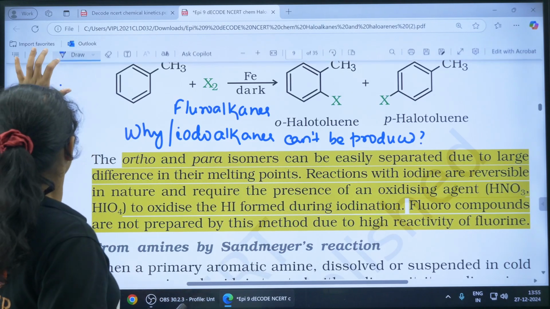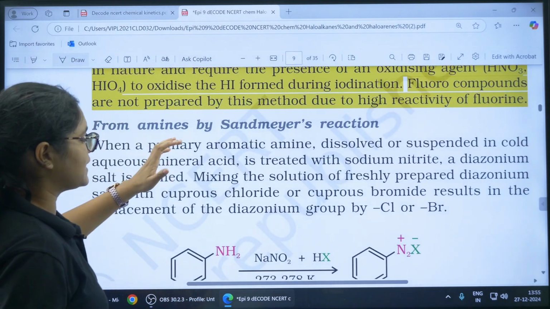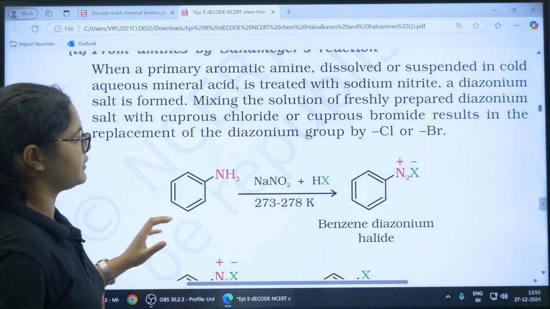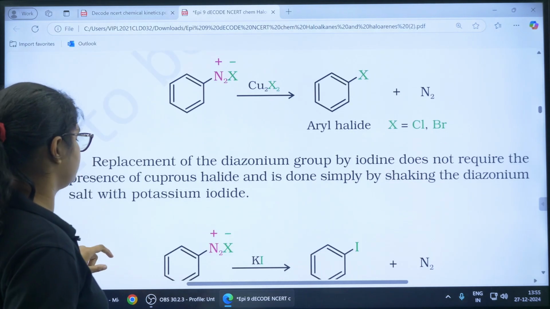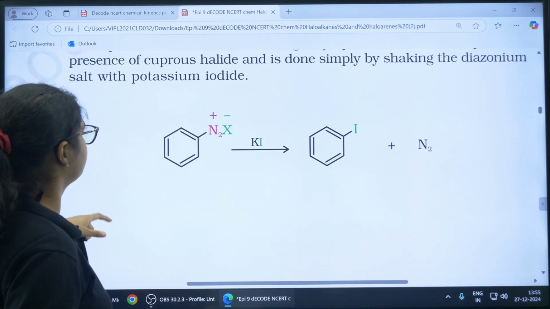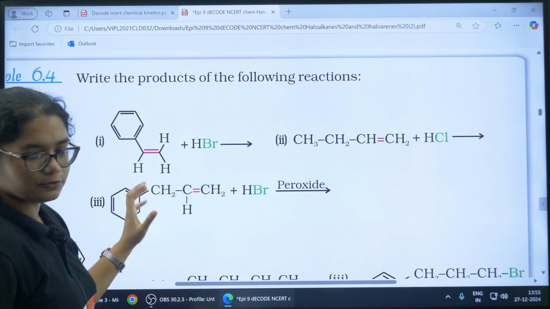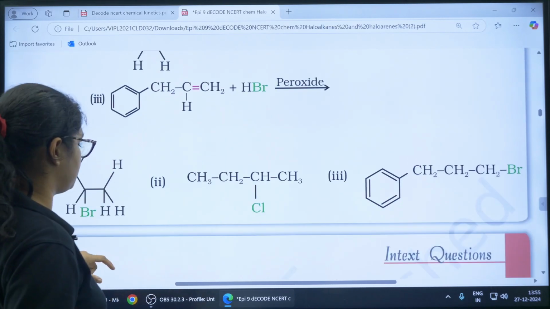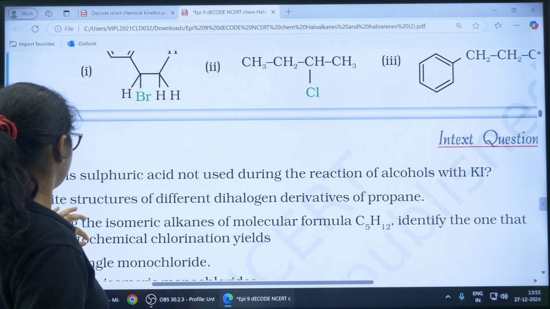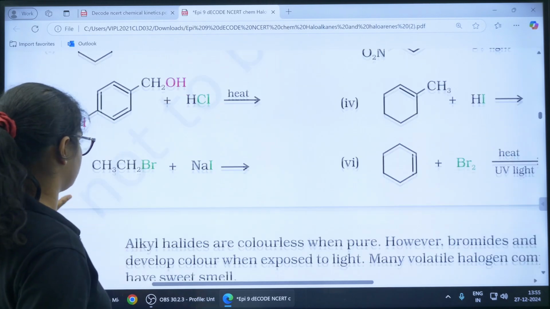Okay, next if I move, what is the Sandmeyer reaction? It is a name reaction, and the 4 Sandmeyer reactions are given to you. Then we have here some practice questions, so do all these in-text questions, these are very important. Okay, next we will move forward.